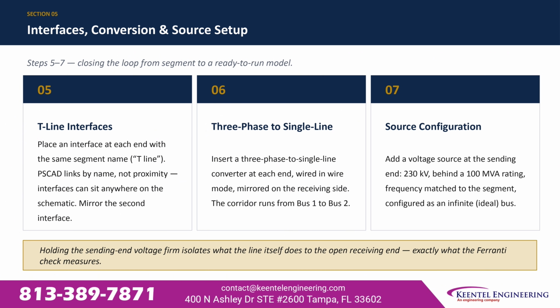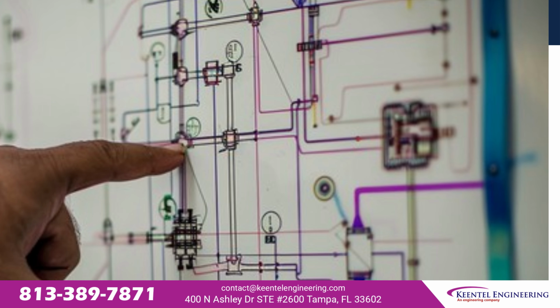Step 7. Configure the source. Add a 230 kilovolt voltage source at the sending end, 100 megavolt ampere rating, frequency matched to the segment, set as an ideal bus. Holding the sending end voltage firm isolates what the line does to the open receiving end, exactly the condition the Ferranti check measures.